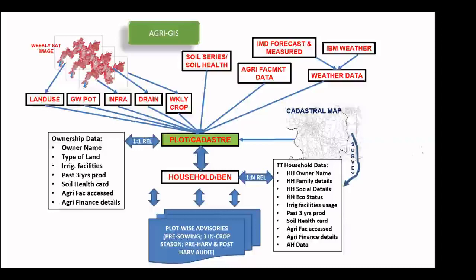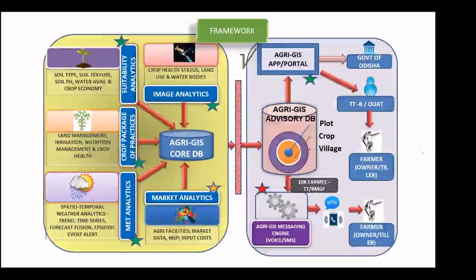And based on all the information that goes through, this information is getting stored in the AgriJS core database. Market, weather, land management, image analytics, suitability analytics, everything goes into the core database. Out of that, we will extract and then push to the advisory database.